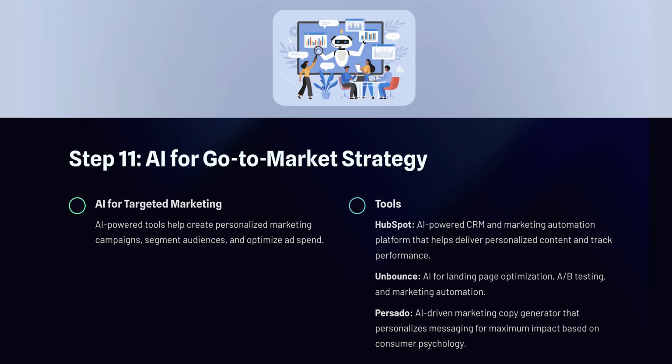AI can also be used for the go-to-market strategy, whether it's about planning, whether it's about improving your messaging, whether it's about reducing the bounce rate. There are different tools for that. HubSpot is once again mentioned here because it's a CRM that's implementing more and more AI functionality into its product. But there are also other tools like Unbounce and Persado that can help you with this.